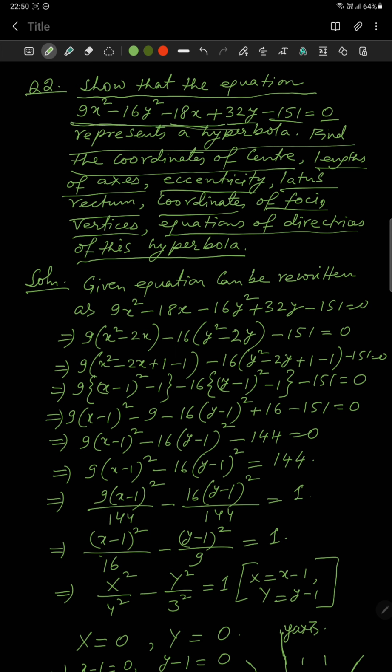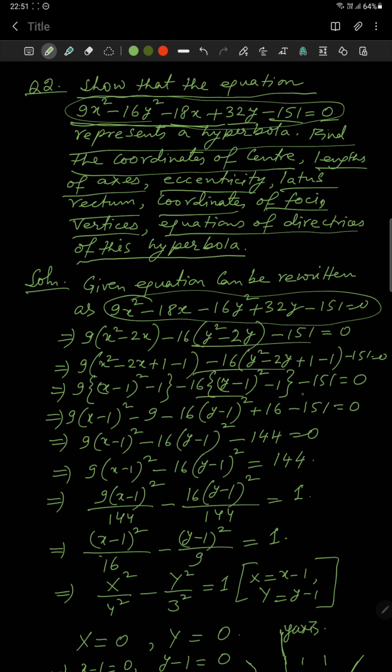So the given equation can be modified in this way. Basically what we are doing is the completing the square method, and finally we come across this simple calculation. You can follow all the steps. I think you can understand. Finally, we get (x minus 1) whole square by 16 minus (y minus 1) whole square by 9 is equal to 1. Now, x minus 1 is taken as capital X and y minus 1 is taken as capital Y.